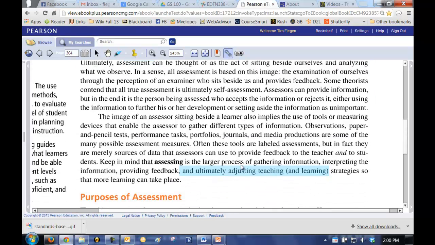So keep in mind, assessing is the larger process of gathering information and interpreting it, and interpreting is a big part too, because that's a whole other skill. A lot of us can help gather, but what does it mean? And that's why I say we can lie about it: oftentimes we can interpret this any way we want. It's up to the individual. It's like reporting news. 2 people see the same thing and report it completely differently, and that's the way it is with data, and interpreting data. The ultimate adjustment is teaching, and learning is the outcome.